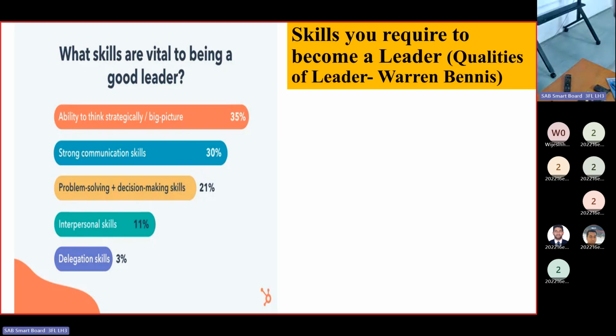Okay. So all these studies we discussed are based on the skills you require to become a leader. According to Warren Bennis, I told you, one of the deans of the leadership gurus, according to the study, being able to think strategically, a big picture, if you can think about where you want to be, contributes 35% to leadership. And strong communication skill, 30%.